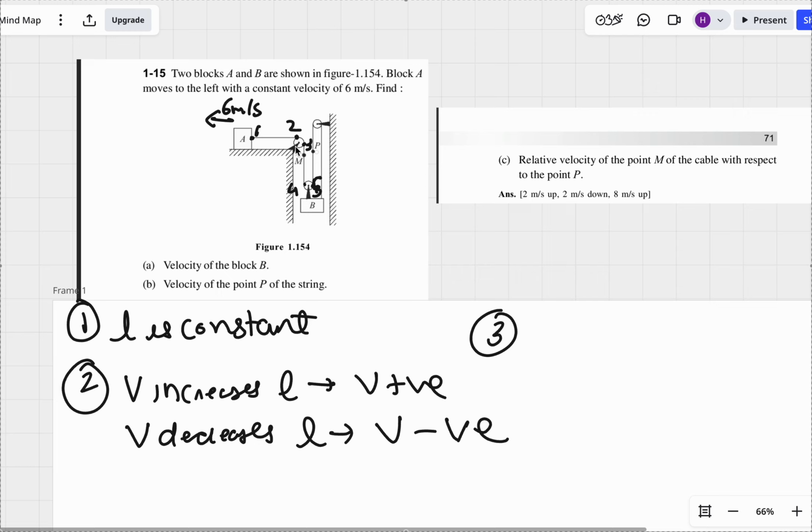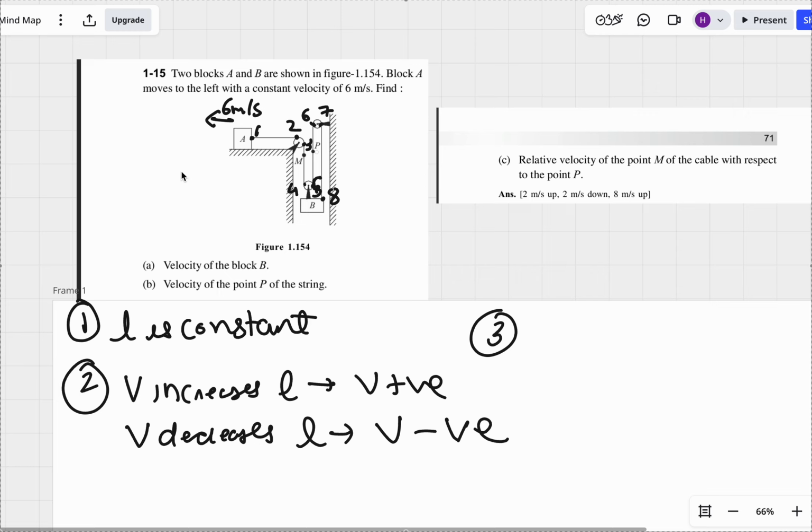This pulley is hinged to the wall, so it will not move. This pulley is also hinged to the wall, so it will not move. This pulley is in the air, so it will move, but this is not a string. Be very careful here. So I have marked points 5, 6, 7 and 8 on the pulley. Points 1 to 8 are 8 points.